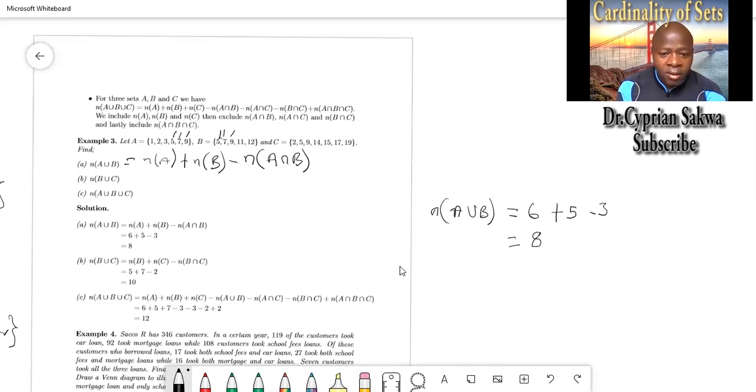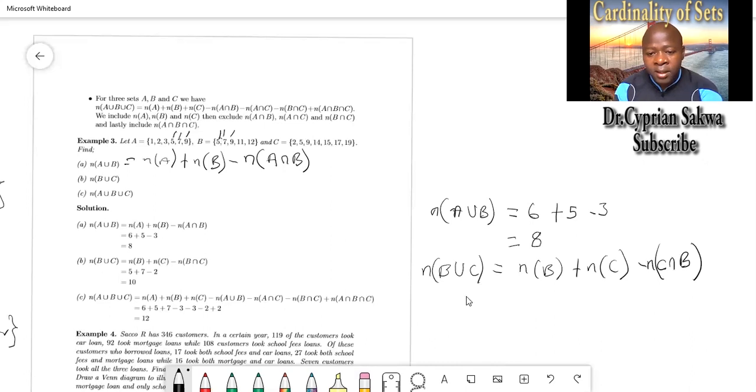What about the union of B and C? The union of B and C. We know that this will be given by the number of elements in B plus the number of elements in C, then minus the number of elements in the intersection.